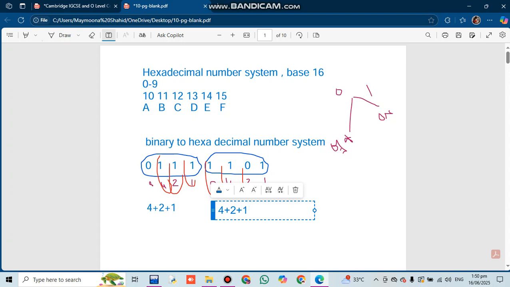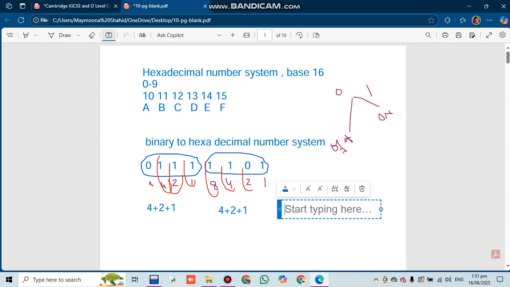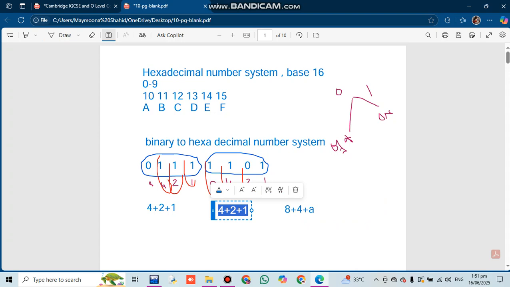Alright, so this was another thing. When you are going to 8, it's just because of this I couldn't see what the actual number is, so let me correct it. It was 8 plus 4 plus 1. So just forget this number system. Alright, just forget these numbers.